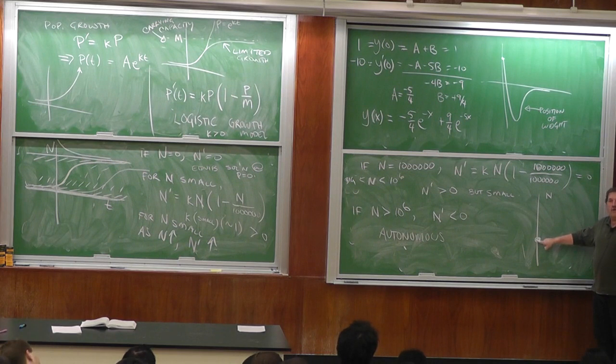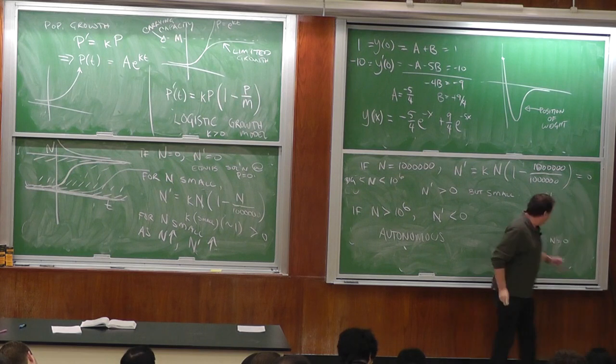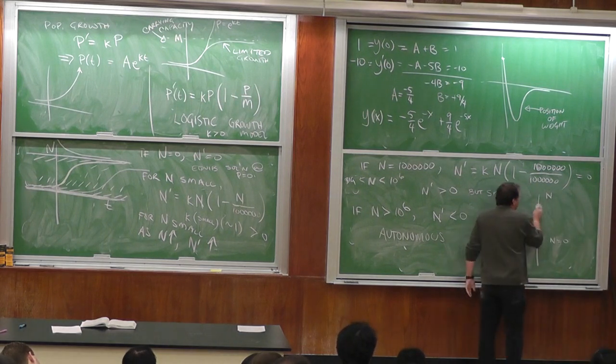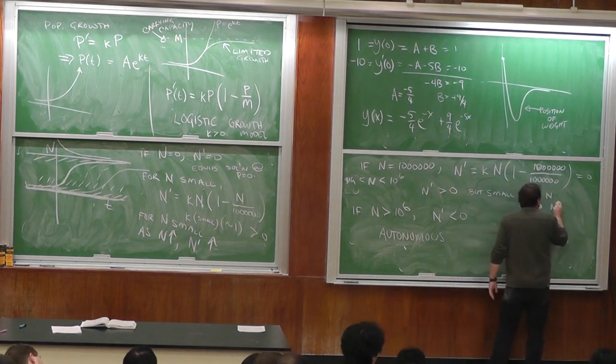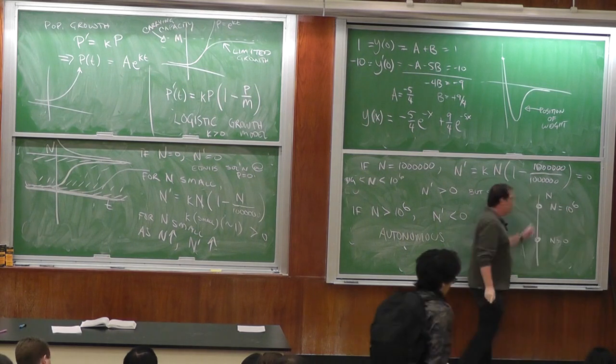We start with no narwhals. We wait 100 years, there's still no narwhals. We wait 1 million years, there's still no narwhals. We wait 1 billion years, oops, evolution, now there's some narwhals. Okay, so we have that. And we have another one at n equals 10 to the 6.